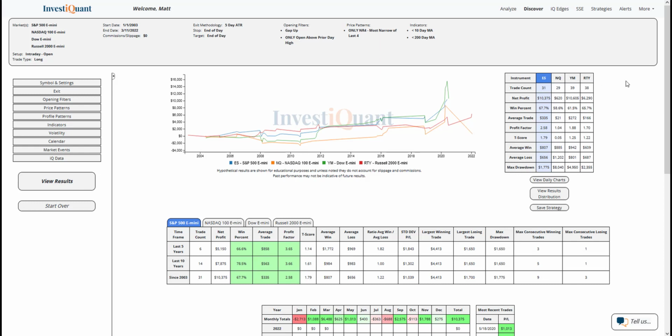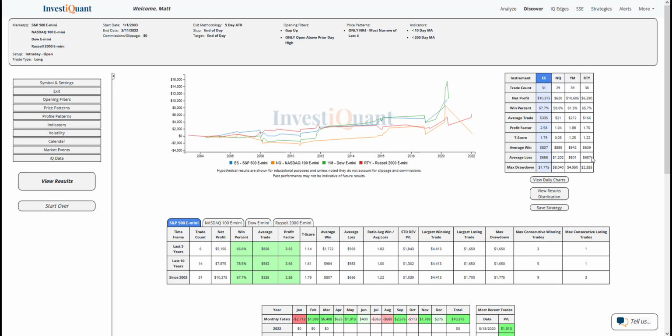Historically, we've got 31 samples in the S&P, we've got 21 in the NASDAQ, 39 in the Dow, 38 in the Russell. Win rates on these are all mostly favored up above the 60% level. So you've got S&P coming in 68%, the NASDAQ 59%, the Dow 62%, and the Russell 66%. So those are pretty strong.